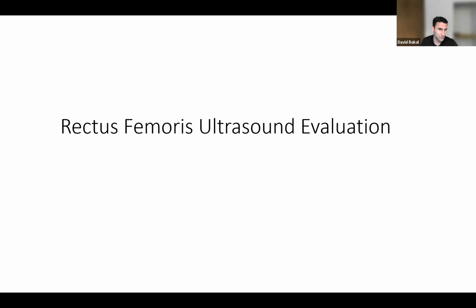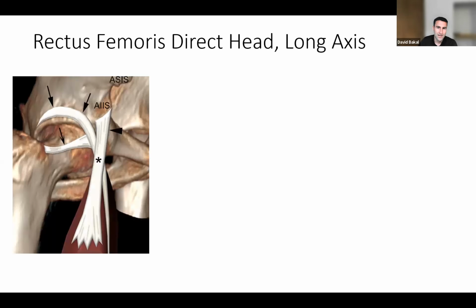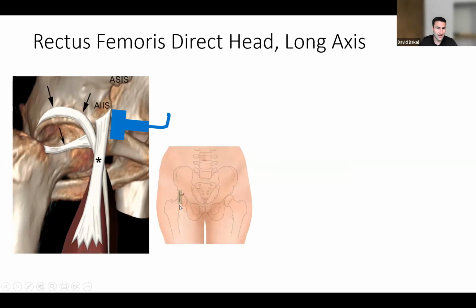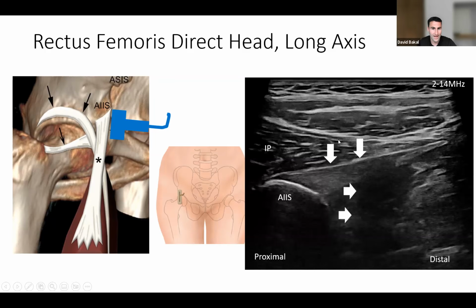Now, how does this look on ultrasound with a normal evaluation? We'll start with the direct head in long axis. Remember, the direct head starts on the AIIS. If you're thinking about this, this is an ultrasound probe. We're looking at it in long axis with an actual person. The easiest way that we found to find it was by starting at the ASIS in short axis, scanning distally until you find the AIIS, and then flipping 90 degrees to get the direct head in long axis. And this is an image of one of our other co-fellows, proximal rectus femoris.